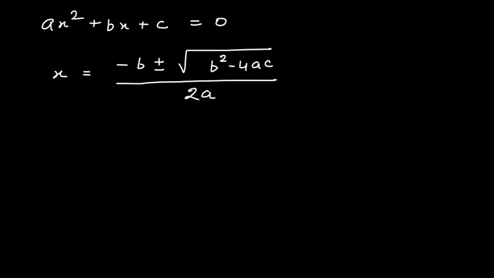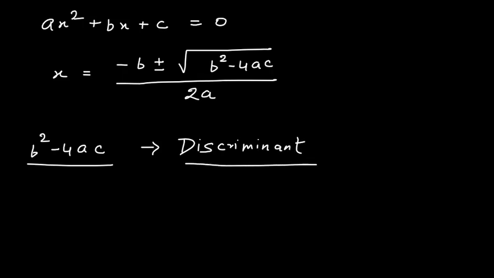Now here this b square minus 4ac is a very special term. This term is called discriminant. Now if you have b square minus 4ac as a positive number, if you have b square minus 4ac greater than 0, then as this is greater than 0, you have two values. One is minus b plus this value and the other is minus b minus this value.